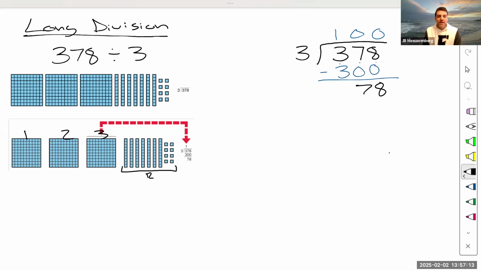What happens next? If we are doing our traditional division algorithm, we would now say, how many times does 3 go into the next number, which is 7? If we're counting, 3 goes into 7 twice. Now, I already stuck a 0 there. I'm just going to cross that off and replace it with a 2. And I'm even going to write it as 20, because that's really what we're doing. We're seeing how many times does 3 go into 78. 3 times 20 is 60, which when we subtract, we get a remainder of 18. But what's really happening in our base 10 pieces?